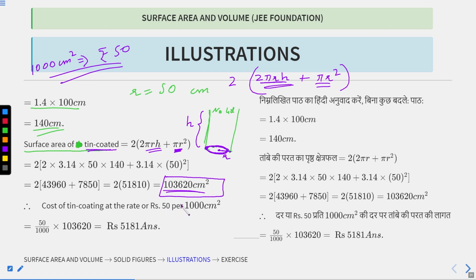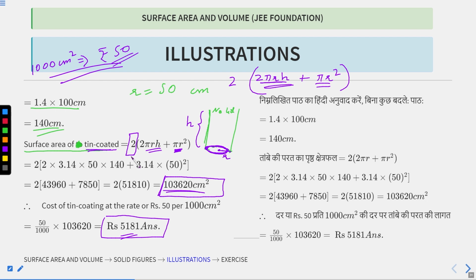So by dividing this number by 1000 and multiplying with 50, you will get the final answer, which is equal to 5181. So this much the worker will charge you for the tin coating. I hope you get why I am multiplying with 2 here.